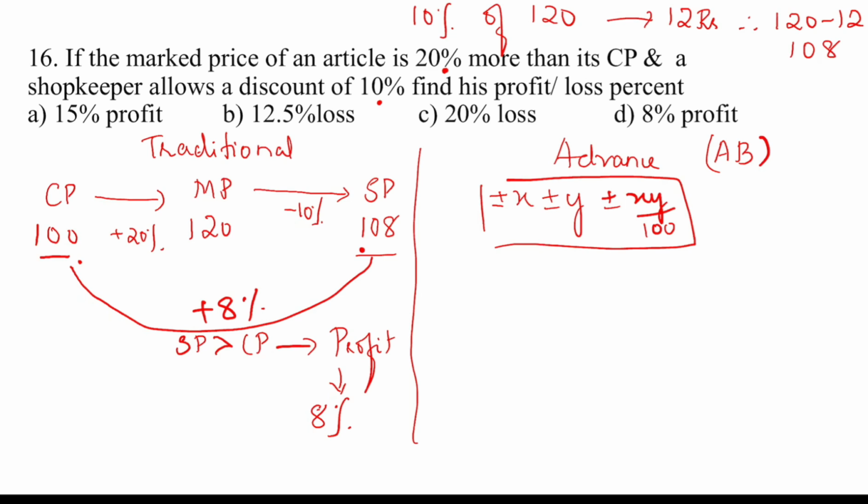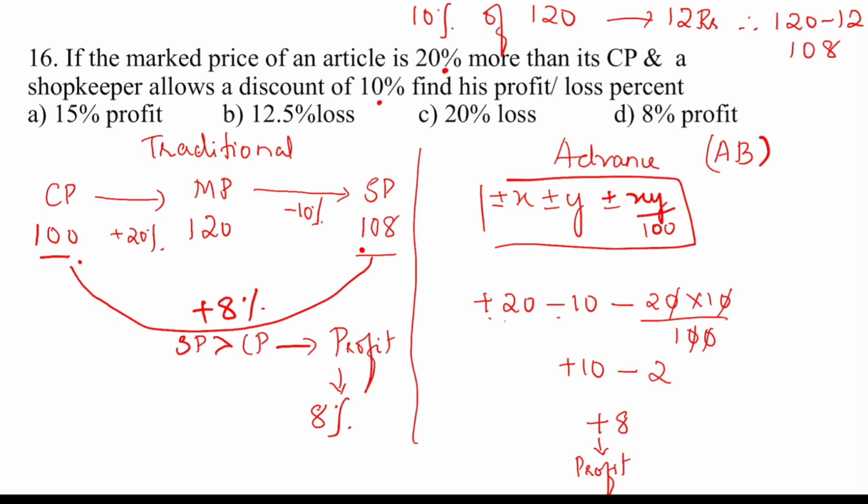First the article is 20% more, which means plus 20, and the shopkeeper allows a discount of 10%, which means 10% less, so minus 10. Plus into minus is minus, and 20 into 10 divided by 100. So plus 20 minus 10 is plus 10, minus 200 divided by 100 is 2. So plus 10 minus 2 is plus 8. Plus indicates profit. So a profit of 8% has occurred. So this was one more method. So option D is the answer.